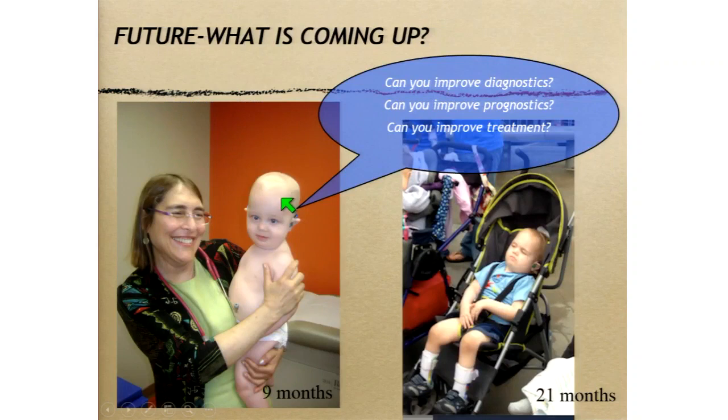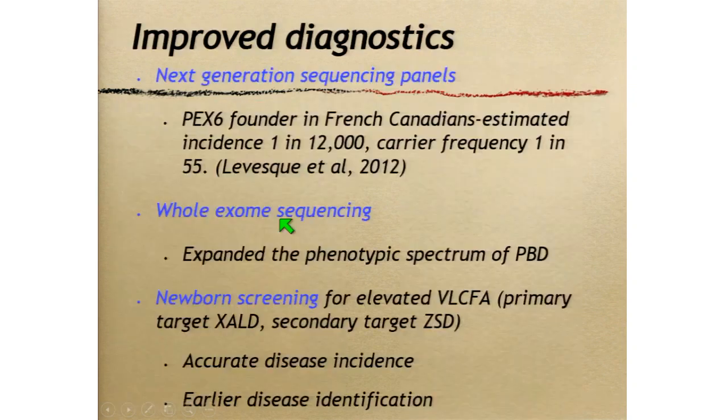So for the future, what is coming up, we have questions that my patients ask me all the time. So can you improve diagnosis? Can you improve prognosis? And can you improve treatment? So for diagnostics, there's been an enormous improvement over the last couple of years, and you know that we have next generation sequencing panels for PEX genes. And using these panels, a PEX6 founder mutation was identified in French Canadians with a huge increase in frequency from the 1 in 50,000 that I showed you earlier to 1 in 12,000.